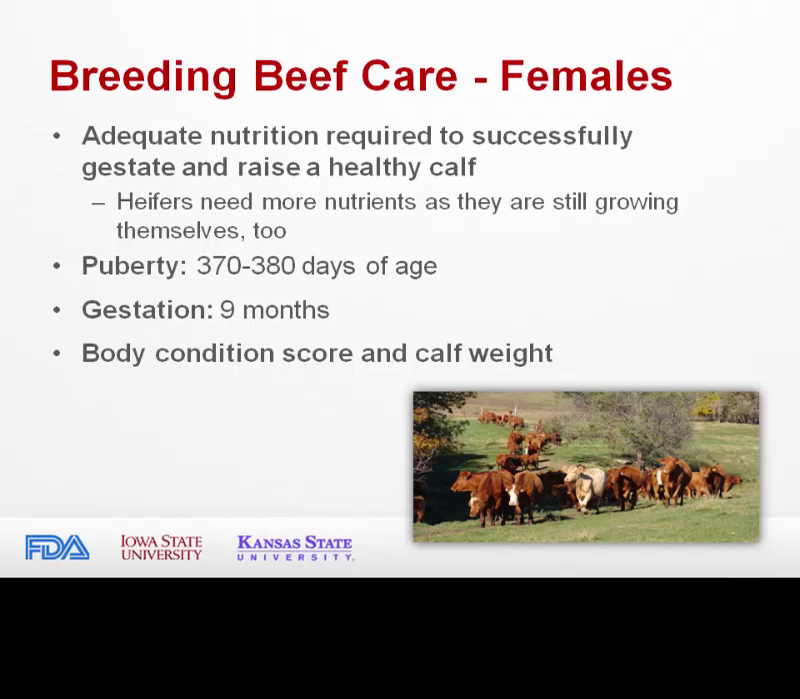Once females are bred, they are often pregnancy checked to ensure conception. Cows will typically gestate for about 9 months, and a successful, easy delivery depends greatly on the body condition of the cow and birth weight of the calf.